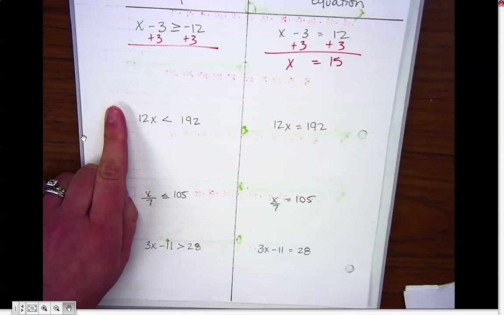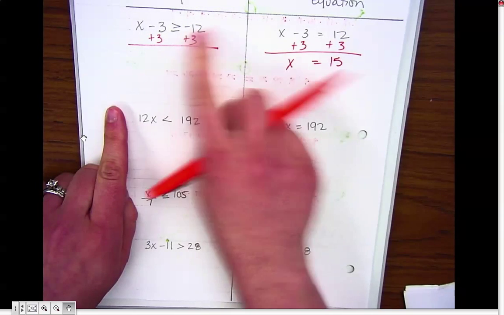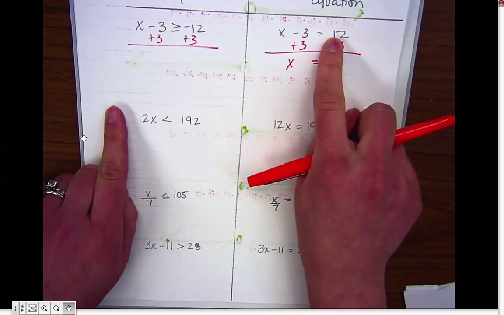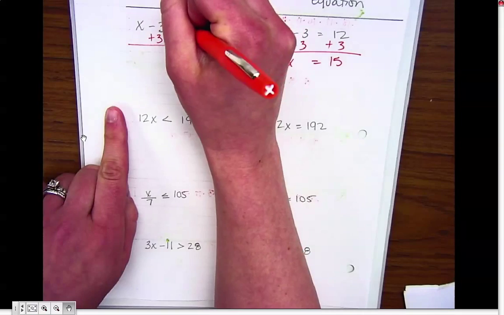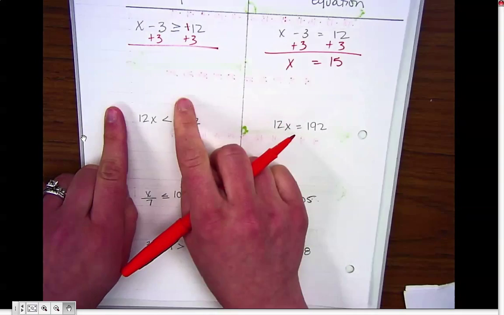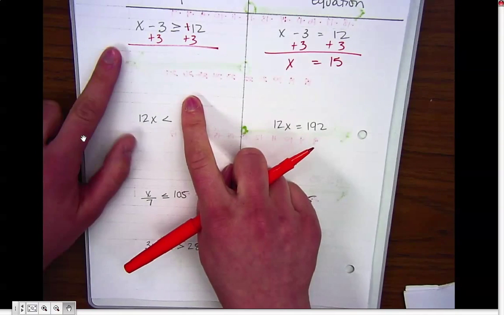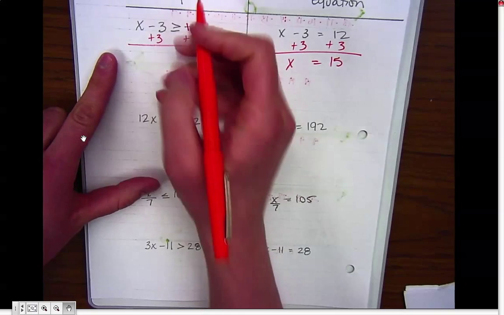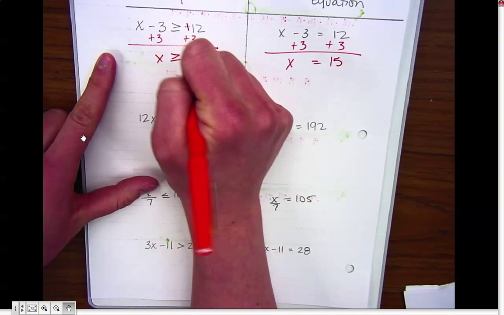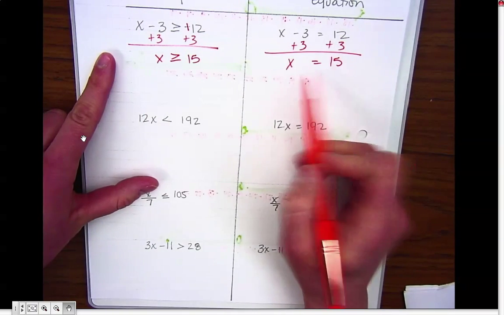Oh, you know what? I do see I have a difference here. I put a negative sign on this side and I didn't put a negative sign over here. So let's take this negative sign, let's turn it into a positive sign because I'm trying to show the similarities here. So sorry about that. All right, so I'm going to get x is greater than or equal to 15 because I have x is equal to 15 over here.